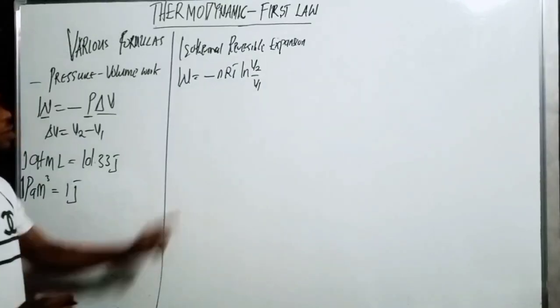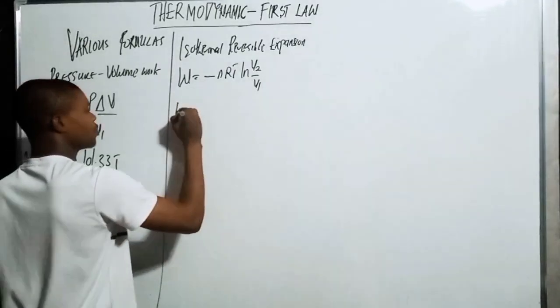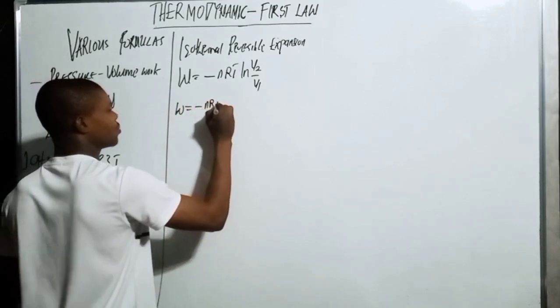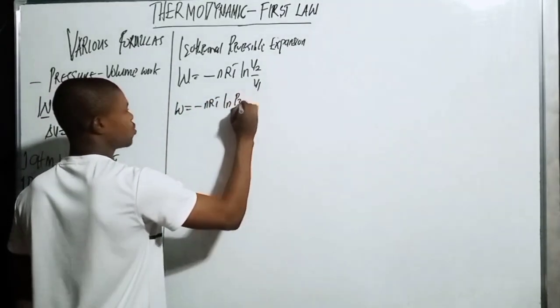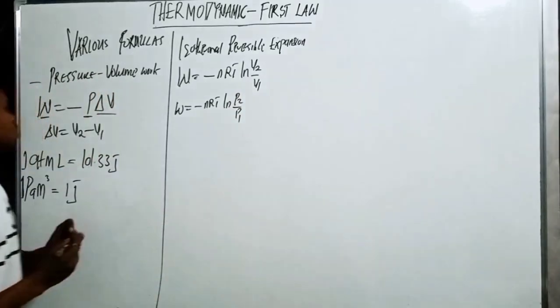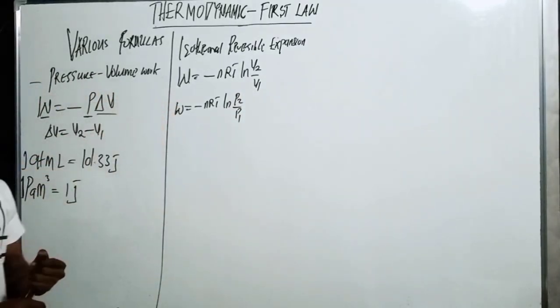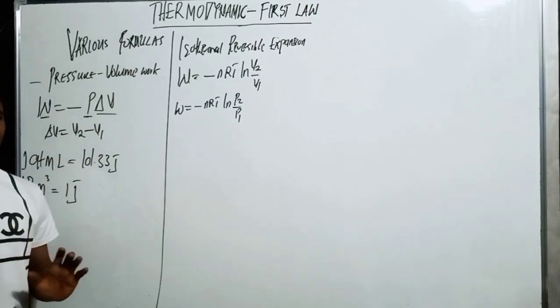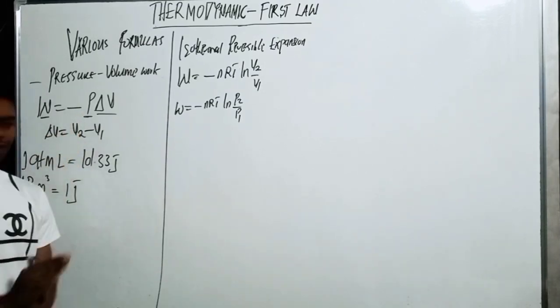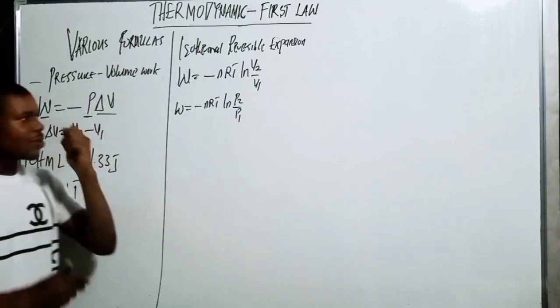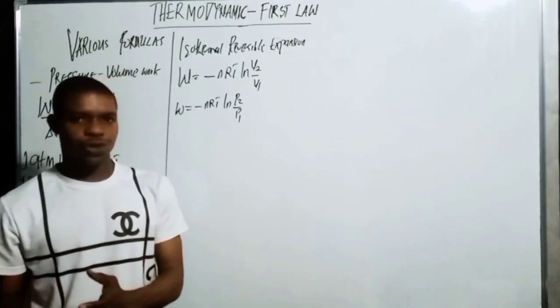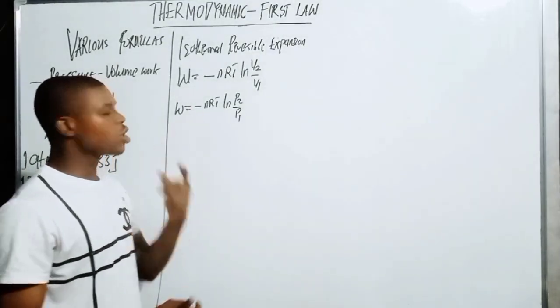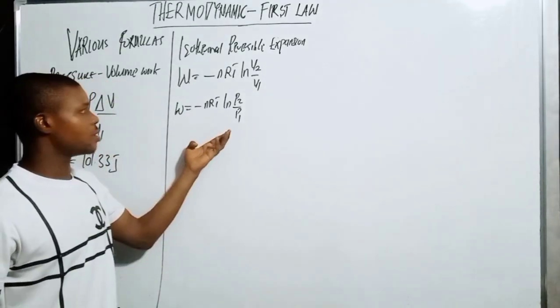Or you can say W equals minus nRT ln P2 over P1. The two of them give the work done. The volume form is used when only pressure and volume are given to you. If we know the number of moles and the temperature, we use the nRT form of this formula.